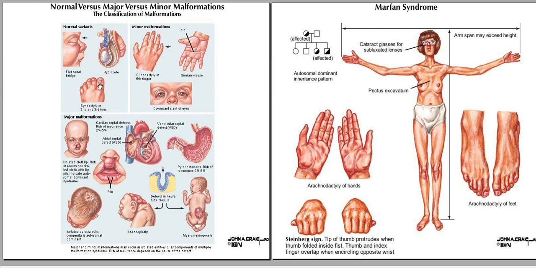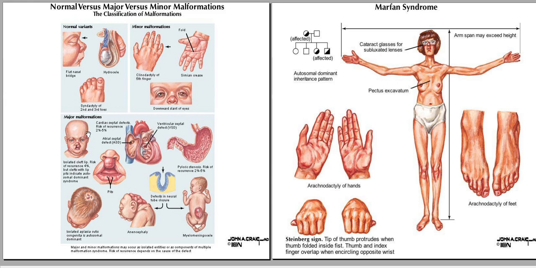Okay, see hydrocele, that's syndactyly of the second and third toes together. You can see the palmar crease over here. There's a simian crease or fold, and here too. The clinodactyly of the fifth finger. Okay, downward slant of eyes.